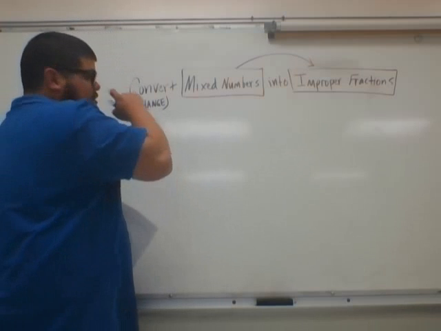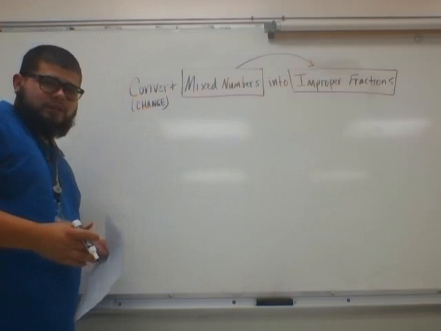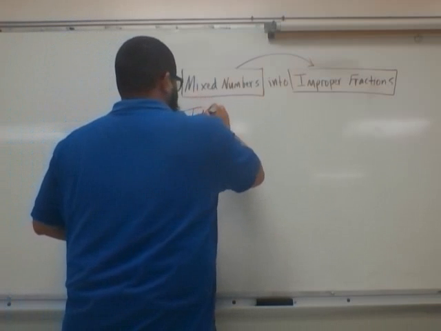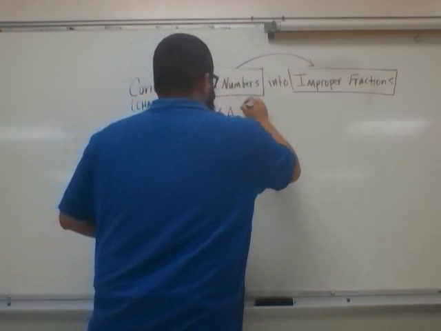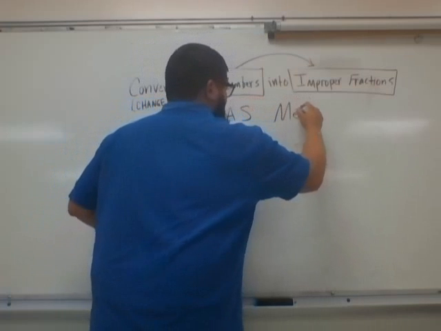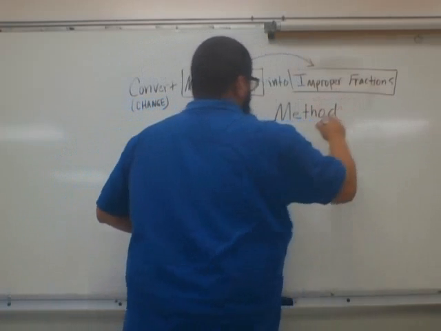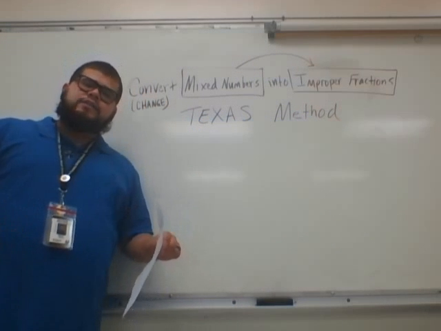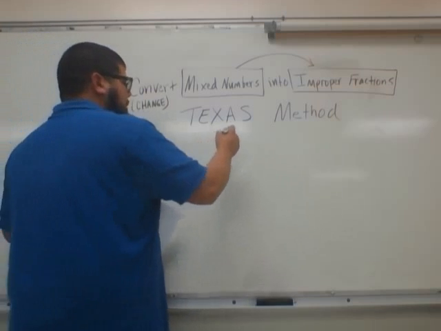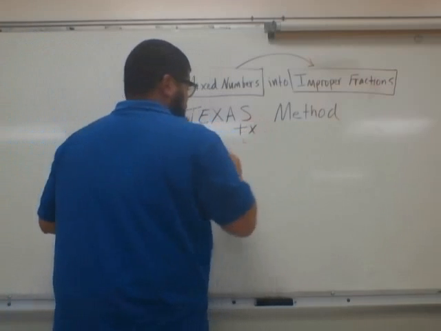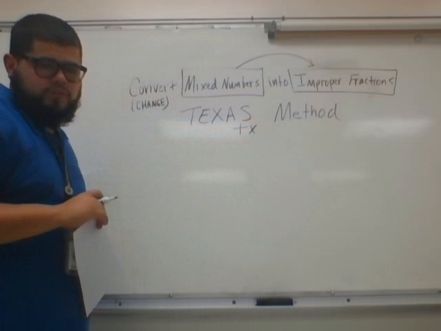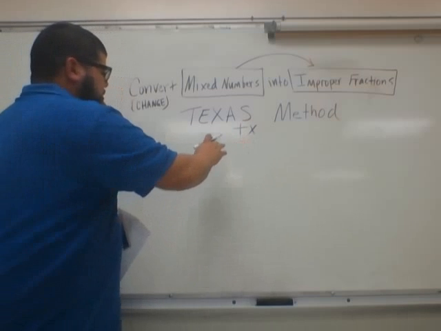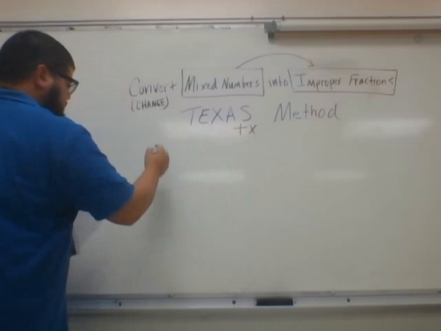So first, real quick, let me talk about what this method is called. This method is called the Texas method. The reason it's called the Texas method is because we use TX, like on a map. I made it lowercase on purpose. Of course, it should be capital, but you'll see what I mean by that in a second. So TX, and we're going to use that right now in our first example.